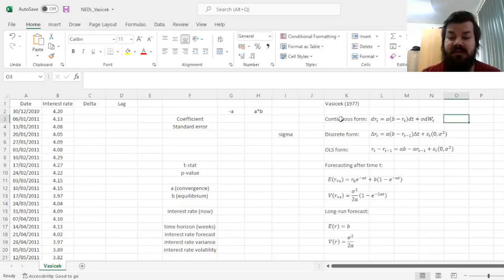The continuous form of the Vasicek model can be thought of as a version of the Ornstein-Uhlenbeck process, which is also characterized by this mean reversion factor. And what is important for the Vasicek model is this parameter A, which corresponds to the convergence speed or adjustment speed of interest rates towards their equilibrium value.